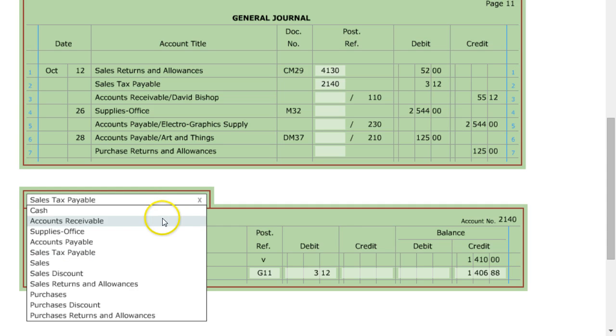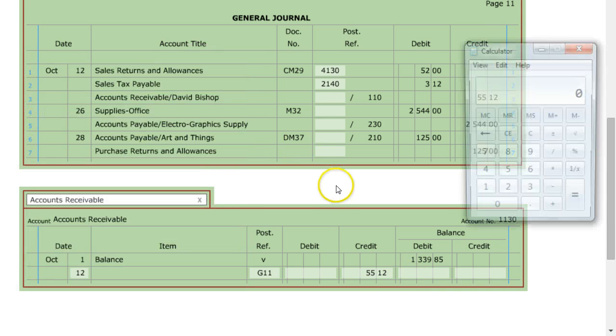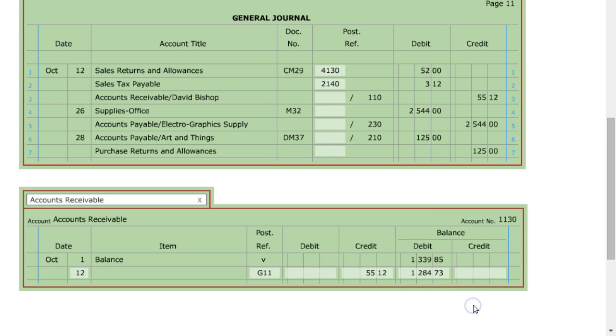So we're going to move down to accounts receivable. We're going to put in the date, which is the 12th. We're going to put down G11, and we have a credit amount that we are going to credit here for $55.12. Opposites subtract. And so let's take these two numbers: $1,339.85 and subtract $55.12, and we get $1,284.73. So we'll just put that right there. And then obviously you would put in the account number right here.